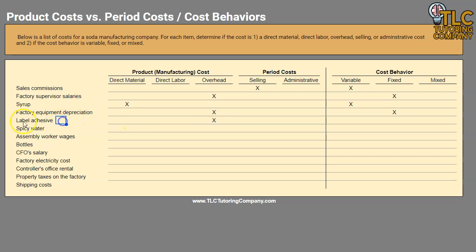Technically, what we would call this label adhesive is an indirect material. Indirect. So remember, direct material is something that can be easily traced to the good. An indirect material is one that, yeah, it goes onto the good, but it isn't something that can be directly traced. So we would consider that overhead. Now, is it variable, fixed, or mixed? It would be variable because we're going to use more as we produce more.